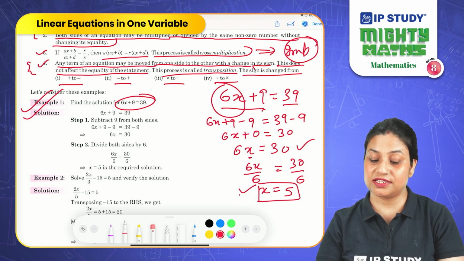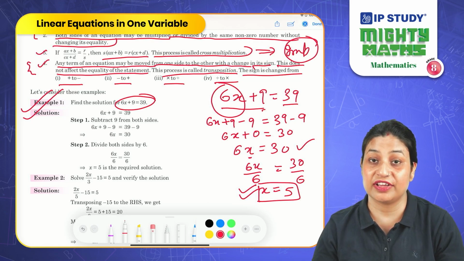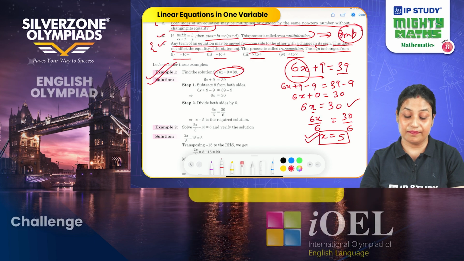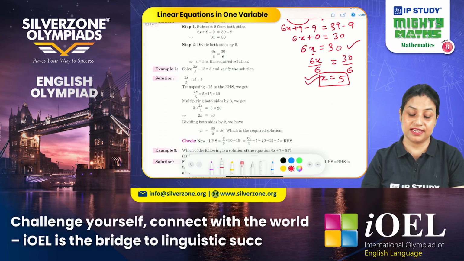So this is the required value of my variable, right? So I hope you have understood this example very well, right? Now let's see some more examples.